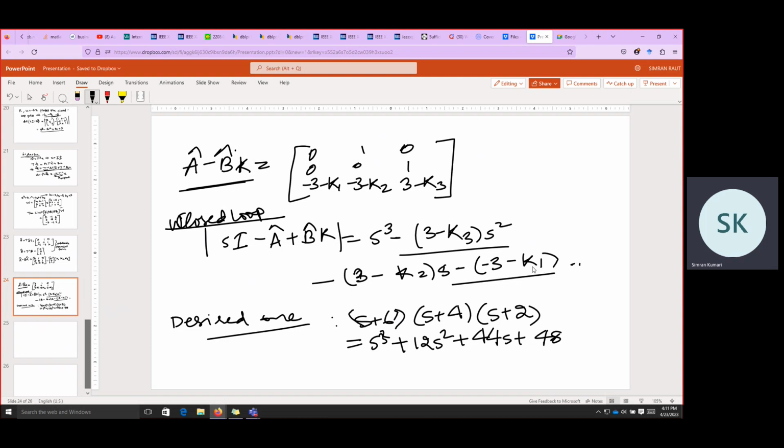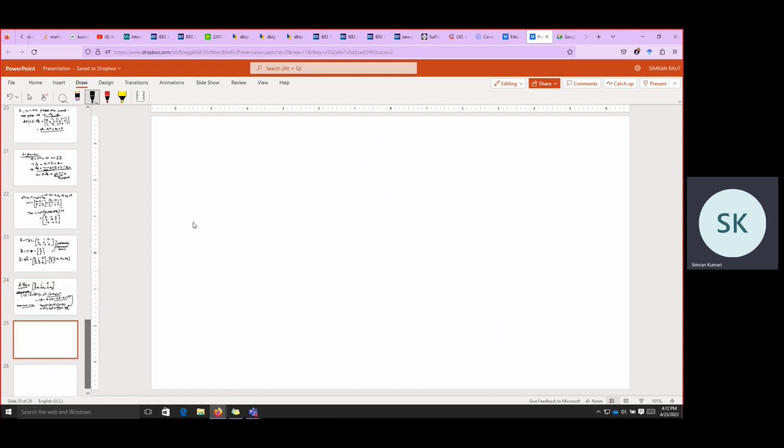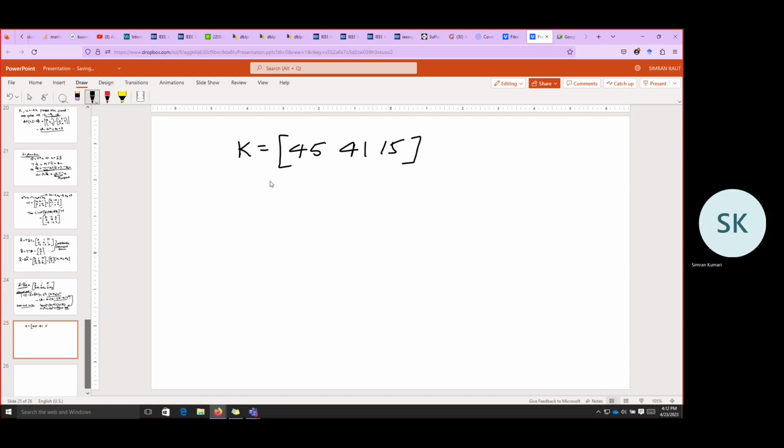So the value of k should be such that these two are equal. We can now equate the coefficients. So 3 minus k3 should be 12. 3 minus k2 should be 44. Minus 3 minus k1 should be 48. If we equate this, we get k equal to 45, 41, and 15. Now this k is for the transformed system.